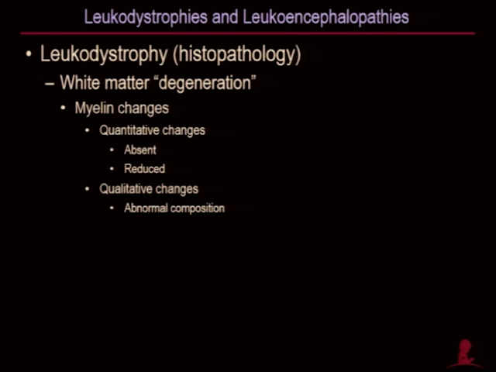Sure enough, the most robust manifestations from the imaging point of view, histopathological point of view in these conditions may affect the myelin itself, and those changes may include quantitative changes and qualitative changes, but it would be a mistake to limit the concept of leukodystrophies or leukoencephalopathies to abnormalities of the myelin itself.